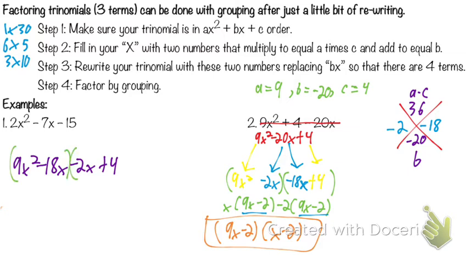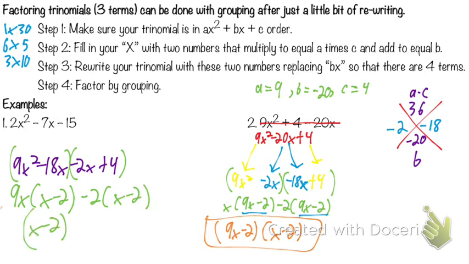Well, if we look at this, the first parenthesis will have a 9x in common, and we're going to be left with x minus 2. Second parenthesis has a negative 2 in common, and we're left with x minus 2. So we pull the x minus 2 in front, and we have the 9x minus 2 in the other parenthesis. So what happened from here compared to the original? They just flipped. What's in the parentheses are still the same. They just flipped the order. And that's perfectly okay. Those are the same answer. That's the only thing that changes there.